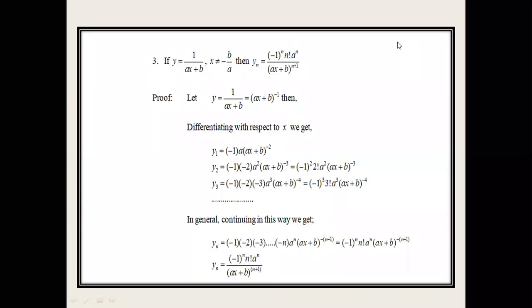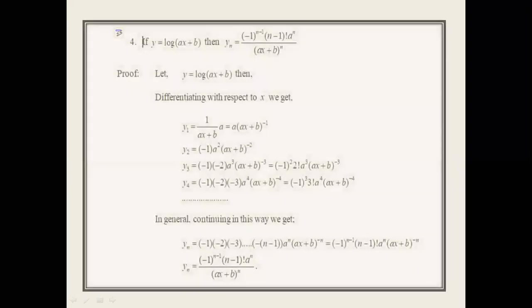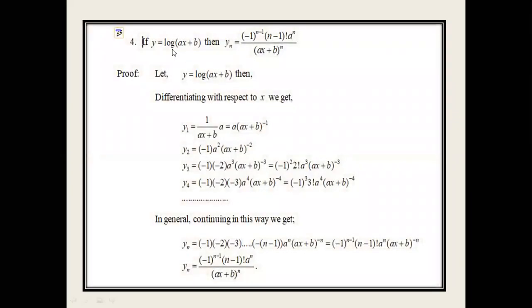Now similarly in this way we can see another result. This is for if y is equal to log of ax plus b, then we have to show the result for yn. Now this logarithmic function gives yn equal to -1 raised to power n minus 1, n minus 1 factorial, a raised to power n upon ax plus b raised to power n. So it is similar to the previous result. Now we will try to show the given proof.